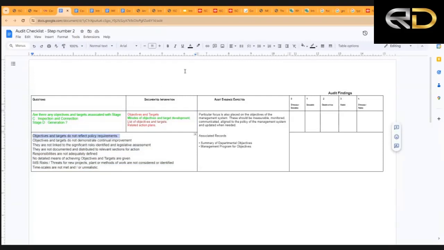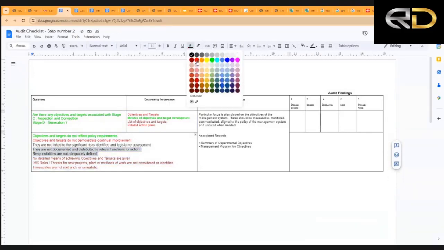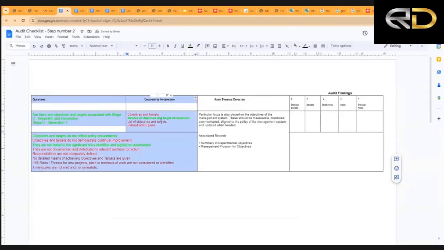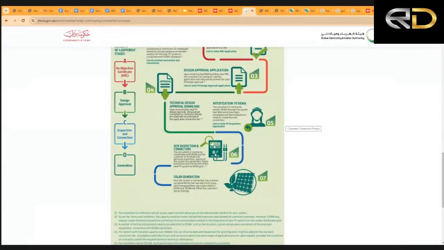So objectives and targets, we can say yes, they reflect policy requirements, but maybe they don't demonstrate continual improvement. And whether this is true or false, it is only based on the information that we have here. So we can say all what we have here is a minor non-conformity, and this is some red flags, but this is actually being done correctly. So this is an example of the audit evidence that has been gathered right here.